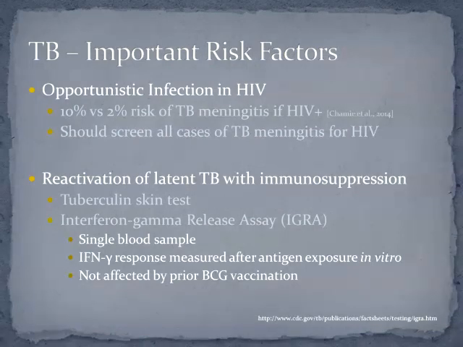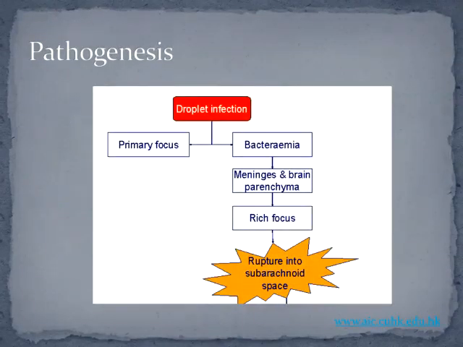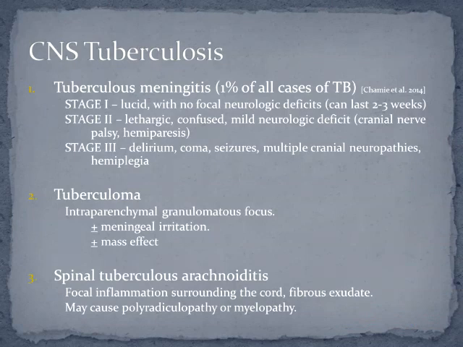And so prior to immunosuppression, we should screen, as I'm sure we all do, looking for evidence of previous infection. So how does it infect the CNS? And so typically it starts with a bacteremia, and then it will spread and seed the meninges or the brain itself. And what can actually happen is you get this development of a small region of infection called a Rich focus, and then that can rupture into the subarachnoid space and cause that disseminated infection throughout the leptomeninges. And that can be a sudden kind of progression.